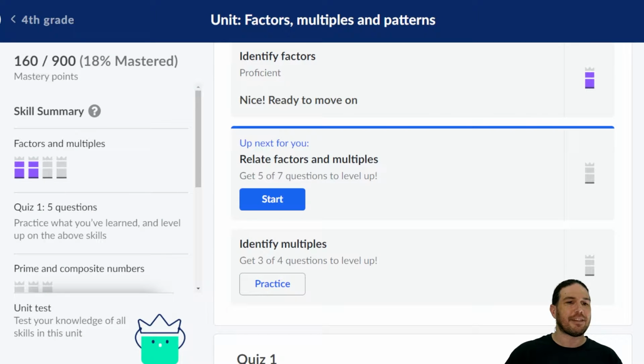Up next, relate factors and multiples. So although factors and multiples are two different things, they are related, and we're going to see why in a bit.